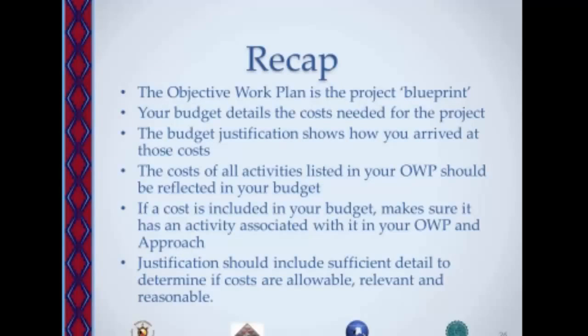So as a recap, the objective work plan is your project blueprint. If you give it to me, I should be able to implement your project. Your budget details the costs needed for the project. Your budget justification is the narrative version of your budget and tells how you arrived at your cost. The cost of all of your activities listed in your OWP should be reflected in your budget. And if a cost is included in your budget, you need to make sure that it has an activity associated with it in your OWP and describe it further in your project approach. And lastly, your justification should include sufficient detail for a reviewer to determine if the costs are allowable, relevant, and reasonable.